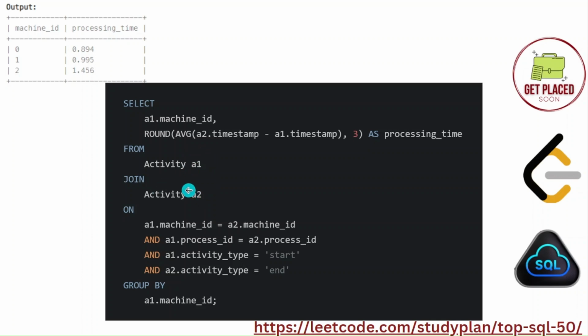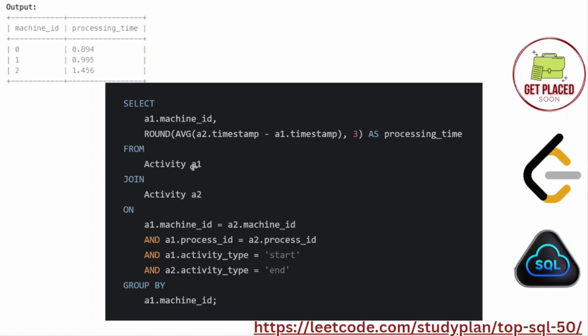Whenever we are doing a SQL join, we will mention a condition saying on what basis you are joining. We have two things: machine ID basis and process ID basis we are joining on. So alias 1 dot machine ID should be equal to alias 2 dot machine ID, and alias 1 process ID is equal to alias 2 process ID. Basically, we are taking these two as common. When these two are equal, we will be able to join these two.